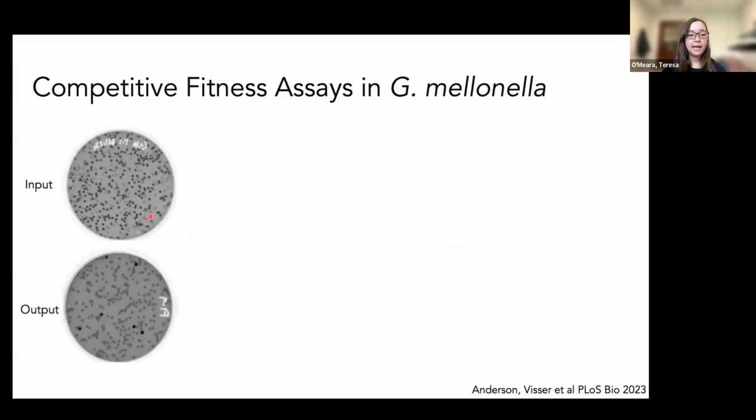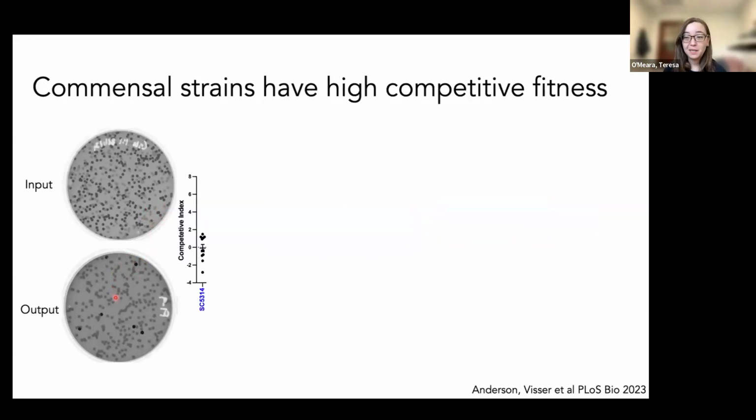And what we see at the end, after we grind up the worm and plate them out for CFU, is this differential representation in terms of fluorescent colonies versus non-fluorescent colonies. And we're going to use that to calculate that competitive fitness. So first, of course, we have to compete the wild type against itself to make sure that the fluorescent tag doesn't impact the competitive index. And what we see is that in general, the fluorescent tag doesn't impact it; the competitive index is 0. There's not an advantage or disadvantage to having a fluorescent tag. And that means we can do this assay comparing to all the other commensal isolates.